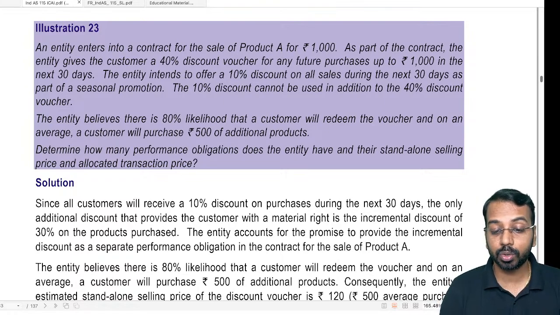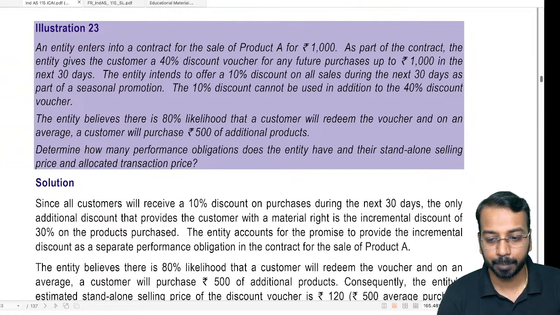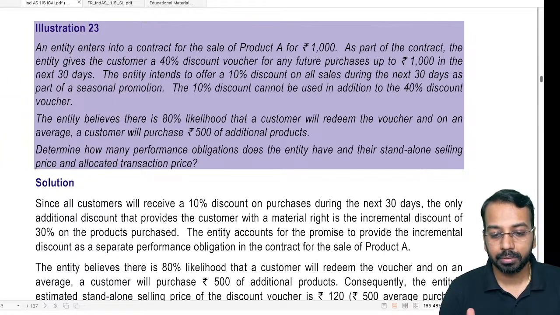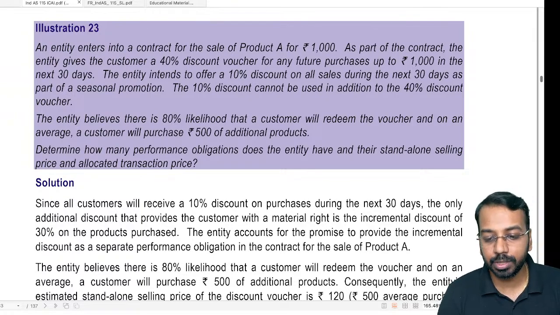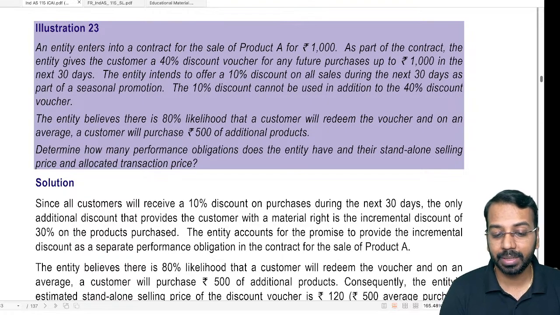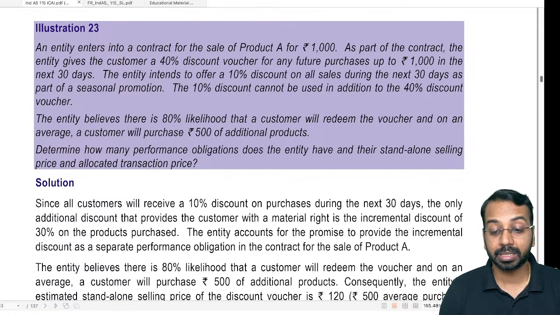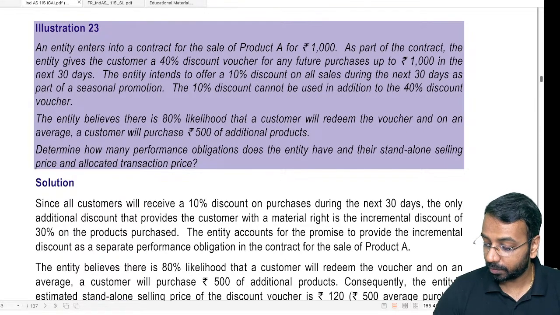The entity intends to offer a 10% discount on sales during the next 30 days. So, general offer is 10%. The 10% discount cannot be used in addition to the 40%. So, if you have 40%, you will of course use 40%. The entity believes that there is an 80% likelihood that a customer will redeem the voucher on an average, and on an average the customer will purchase.